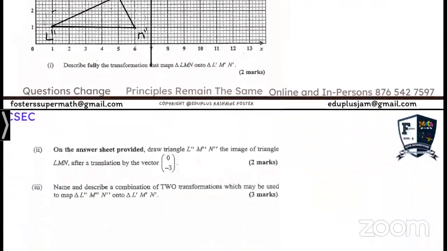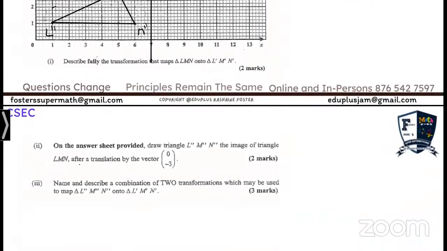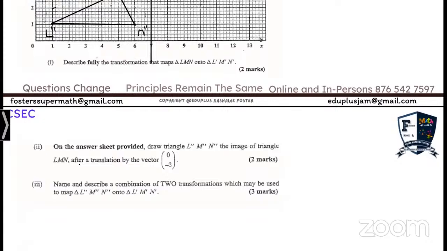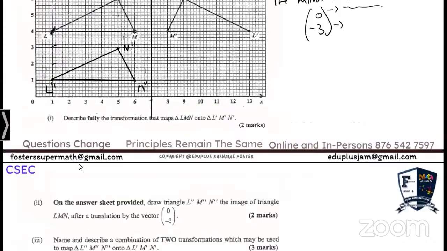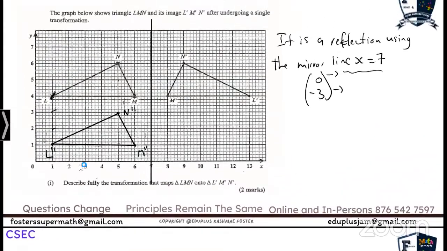It now says name and describe a combination of two transformations which may be used to map that onto that. And there's no working out that you have to do. All you have to do is just use your brain, right? If I want to bring this right here, what's the first thing that I can do? And there are two different transformations that we need to do. Obviously, it can't be enlargement because the size is not changing. So what can I do here?